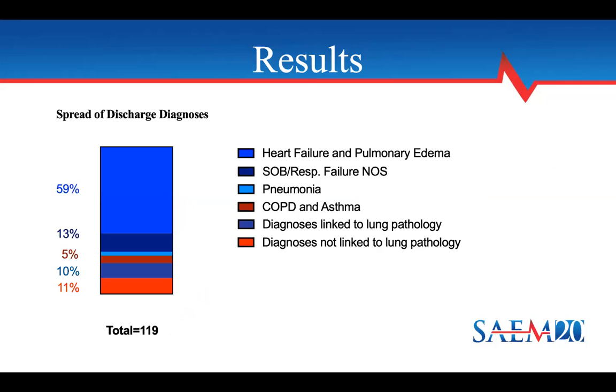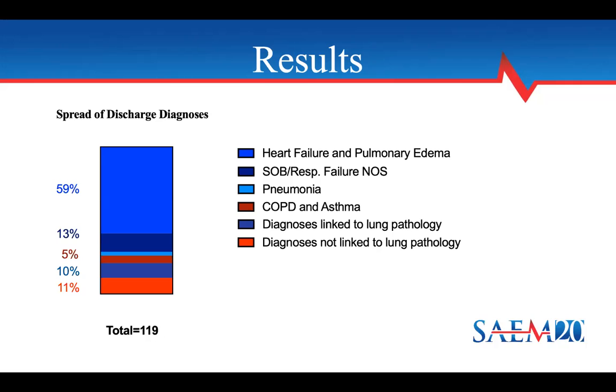Out of the total of 119 subjects with beelines, 59% had either a primary or secondary diagnosis of heart failure or pulmonary edema. This constituted the majority of the sample. The next largest category, or 13%, had respiratory failure or shortness of breath that was not otherwise specified and did not have a specific diagnosis.